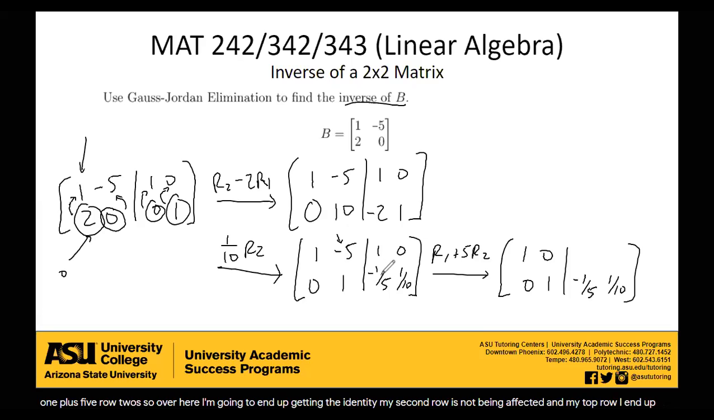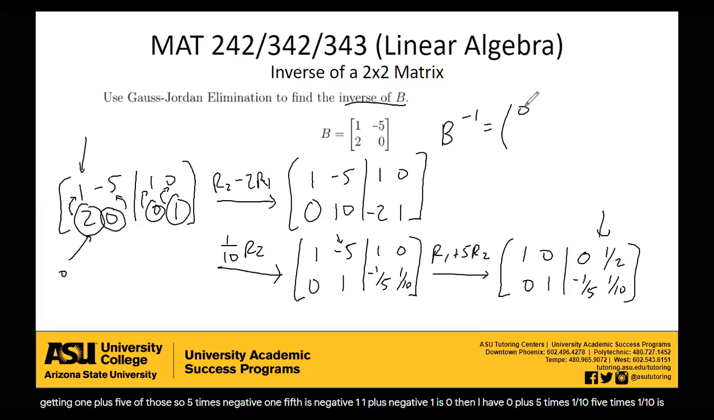So 5 times -1/5 is -1. 1 plus -1 is 0. Then I have 0 plus 5 times 1/10. 5 times 1/10 is 1/2. 0 plus that is 1/2. So I got the identity on this side, which means this guy is my inverse. So B inverse is 0, 1/2, -1/5, and 1/10. And in fact, we can verify that that is our inverse.